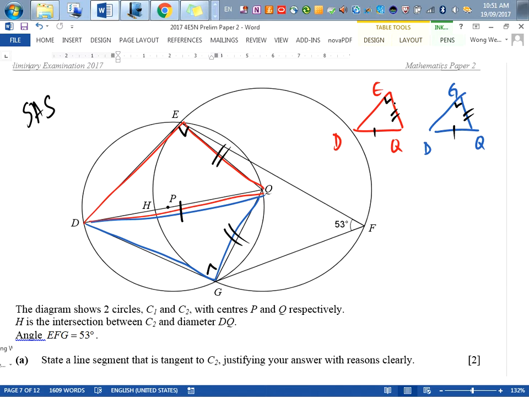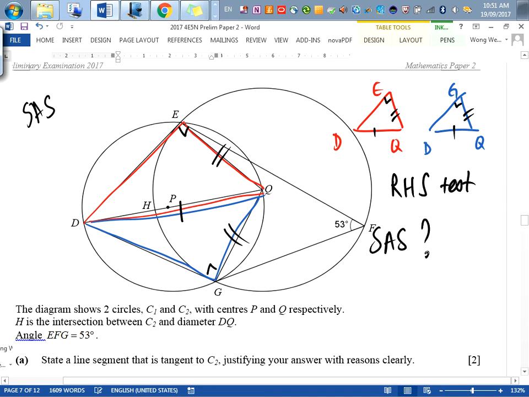RHS definitely works, right? Because we have a right angle triangle, a right angle, we have a hypotenuse, and I have one side. So this is a RHS test. I mean, it will definitely work. But can we consider SAS test? Yes or no? Okay, for SAS test, where is this A? It is an included angle. Do you have an included angle? Don't have. So, cannot work.